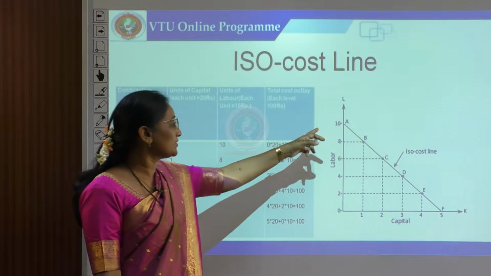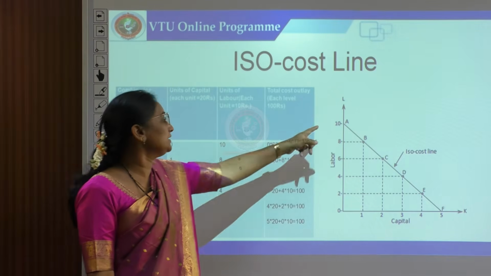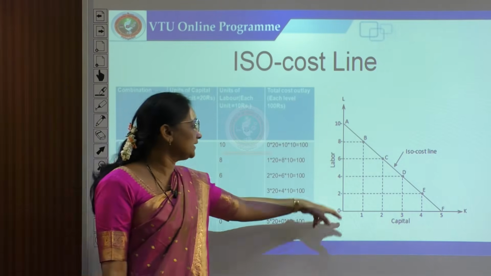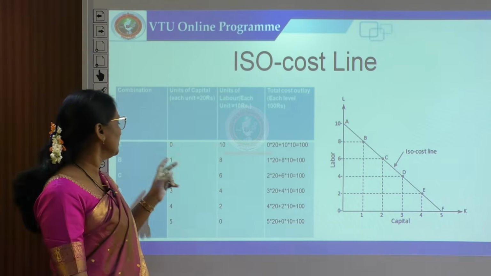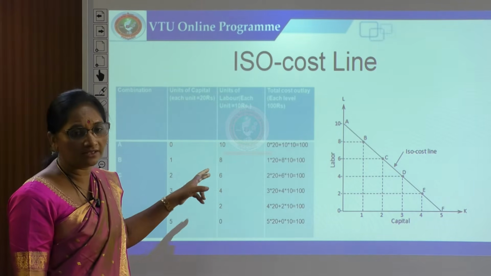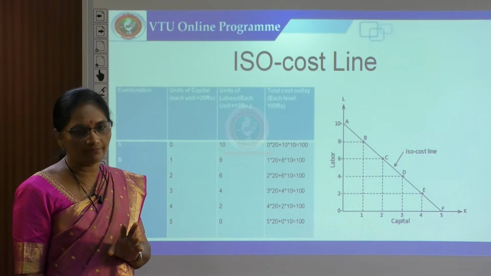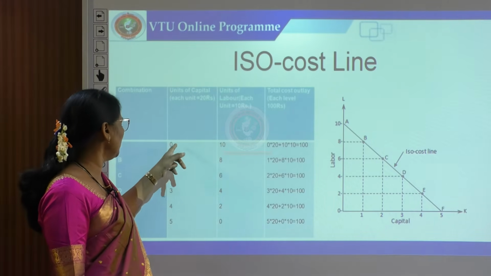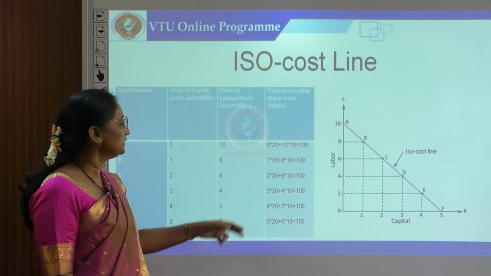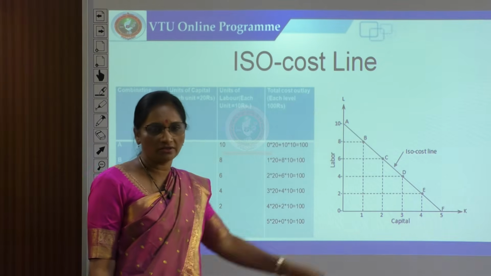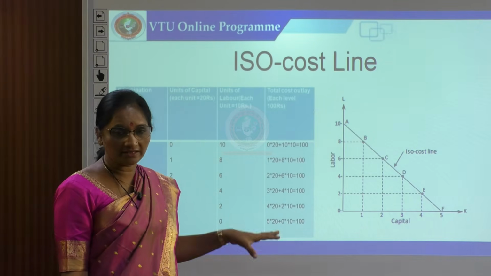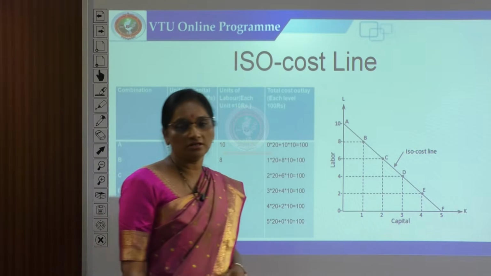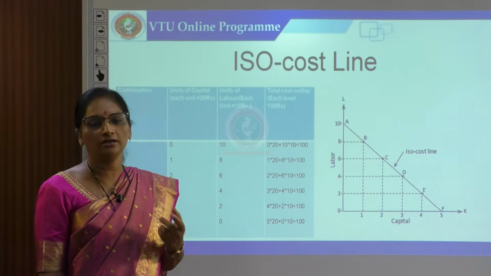So for concept explanation we are taking A and F combinations here, because this is practically not possible. Why? Because without the help of the other factor, production is quite tough. So where the capital is 0 and where the labor is 0, these are there for the concept explanation. But in practice we can see B, C, D, E combinations can go with by the producers.